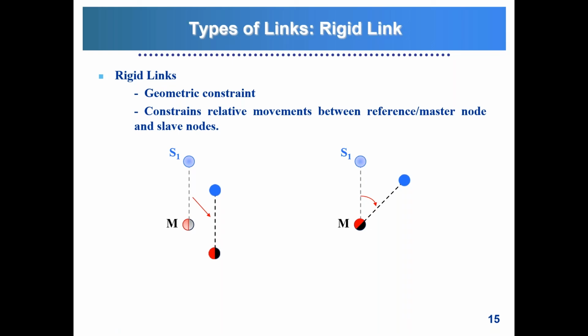Another thing that's very important about these types of links is that the slave node is going to pick up all the properties of your master node. Right? So if you have a support condition at your master node, essentially that will get transferred to your slave node, and we'll talk about that in a couple of slides.